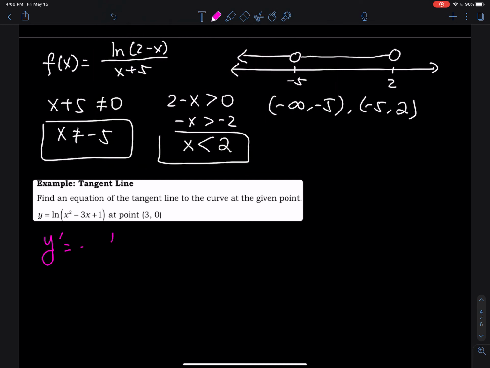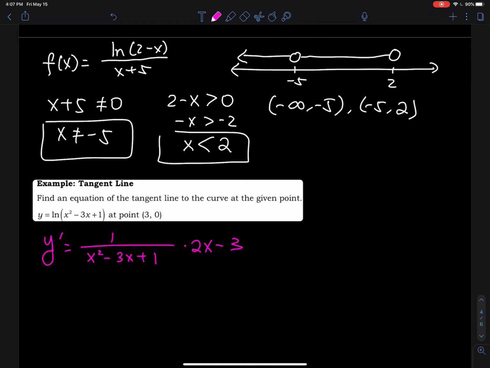So ln, we have the whole thing in the denominator, and then times the derivative of the function inside the parenthesis. So what's that equal to? The derivative of x squared minus 3x plus 1 is equal to 2x minus 3, right? So that is my slope. So y prime equals to that. This function describes the slope of ln at any x value in the domain. Again, that y prime describes the slope of the given function at any x value within the domain.